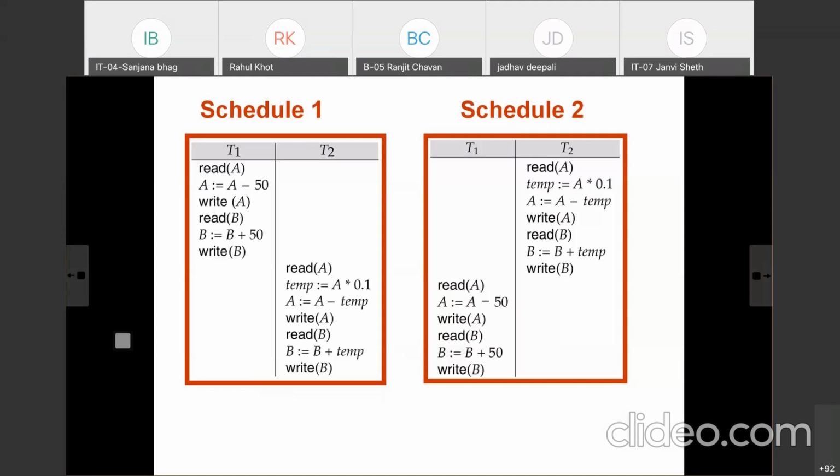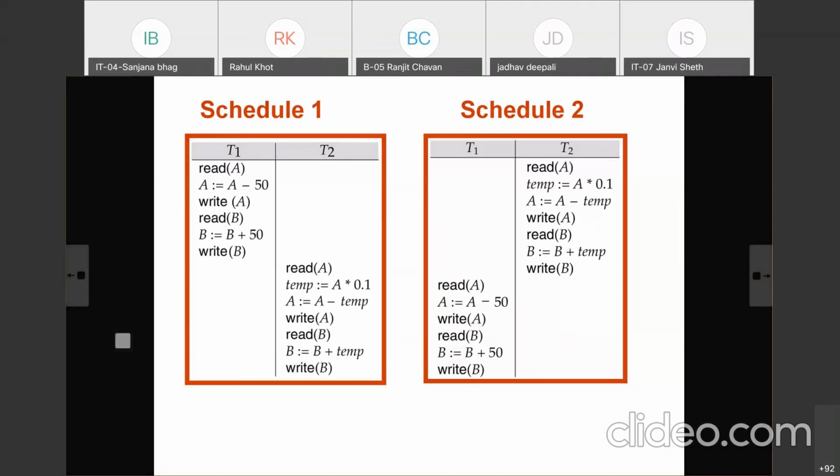It is not view serializable. Both are saying no, that is the correct answer. Why? Because as per the rule of view serializability, if T1 reads the initial value of A, then here also T1 must read the initial value of A. But what happens here? Here T2 reads the initial value of A. So the first condition is not satisfied. Same for read B. Here T1 reads the initial value of B, while here T2 reads the initial value of B. So the first condition is not satisfied.